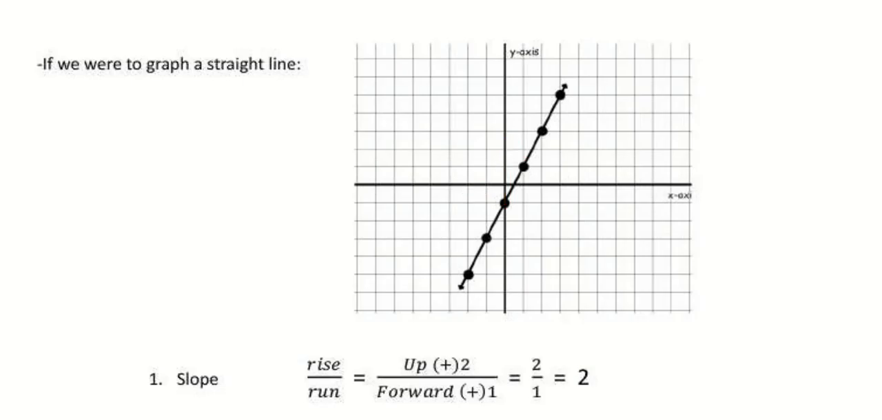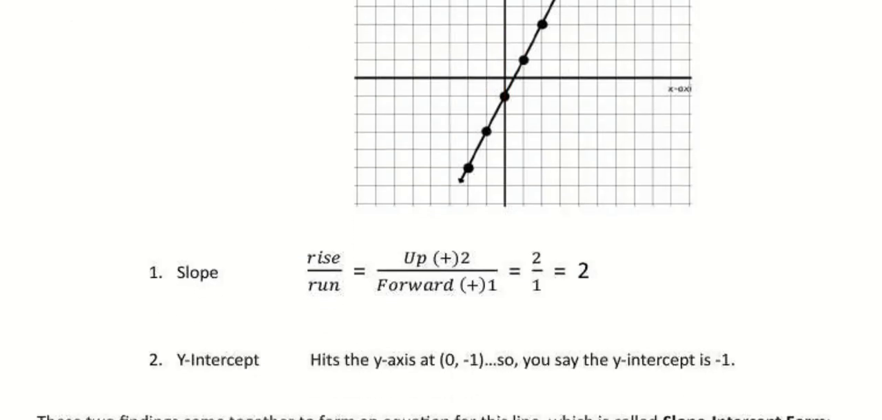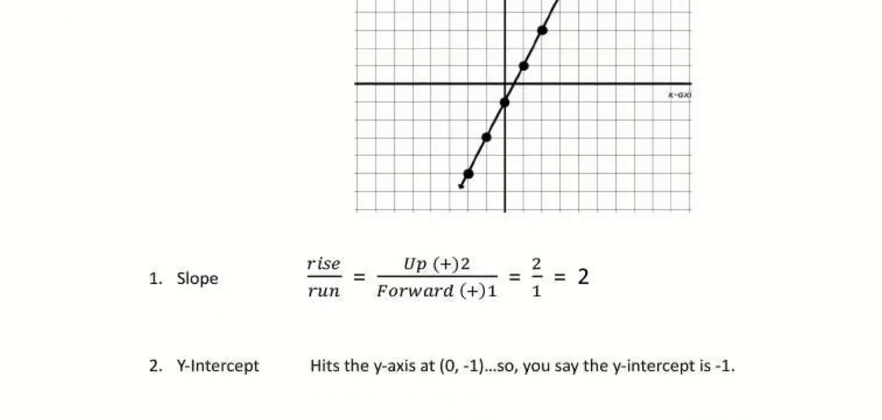Then I'm going to find that other piece, that new piece of information, which is the y-intercept. The y-intercept is where I'm hitting the y-axis. And as you can see on that graph right there, that's where I hit the y-axis. That coordinate is at 0, -1. So I'm going to take the -1 part of that coordinate, because the first part will always be 0, and that's going to be my y-intercept.